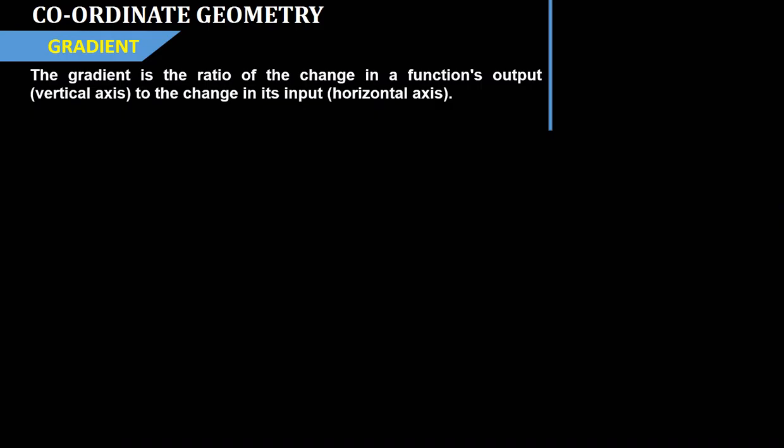Because remember, gradient is the ratio of the change in a function's output, which is the ratio of the change on the vertical axis to the change in the horizontal axis. That's the ratio between the two of them. You find the change in the vertical axis and you find the change in the horizontal axis, and then you divide your result. That's the definition for gradient. And it's just like a graphical representation.